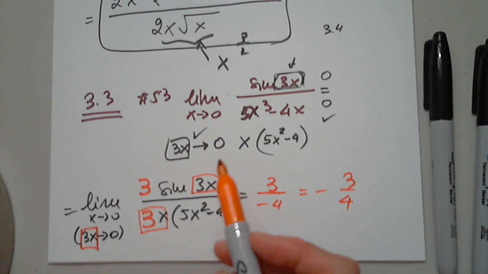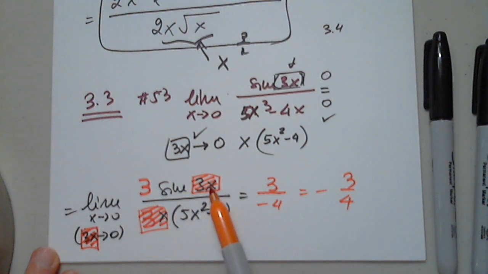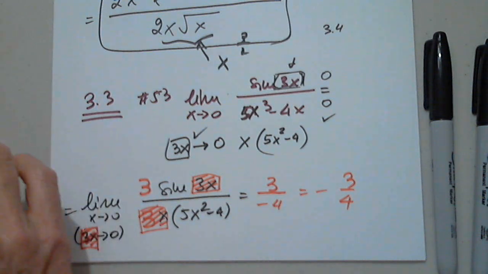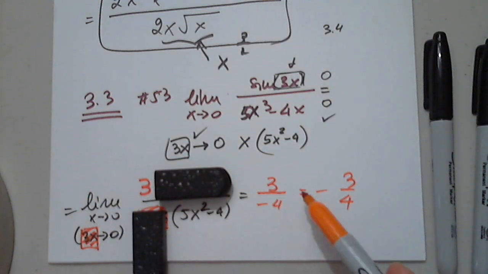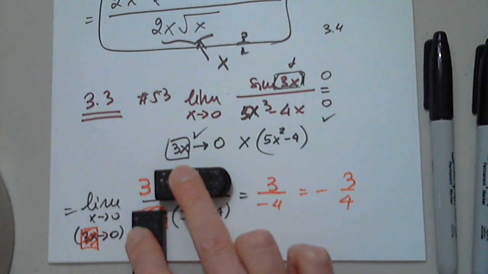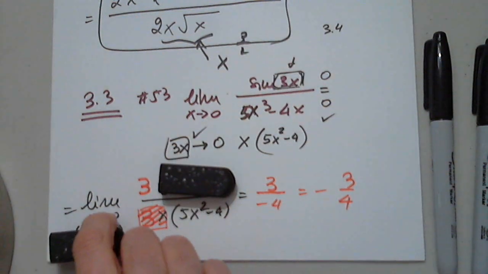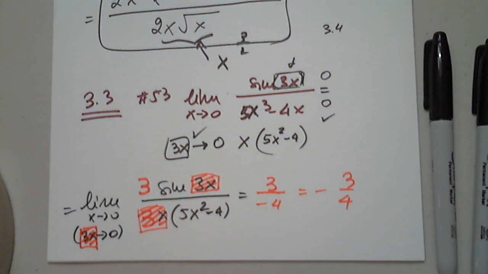So remember the condition. Sine 3x over 3x, when 3x approaches 0, just this piece approaches 1. But I still have something else left over. I have a 3, and when x approaches 0, the denominator approaches -4. I cover this with my little props because this is 1 now. And I should have covered this too, but I didn't have 3 little erasers. Okay?